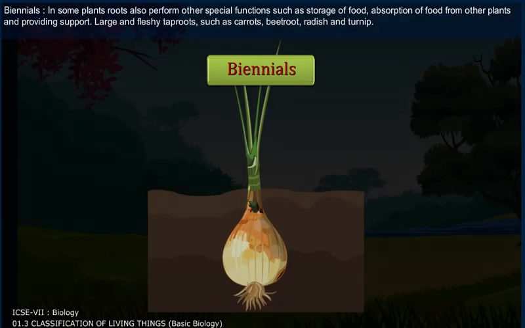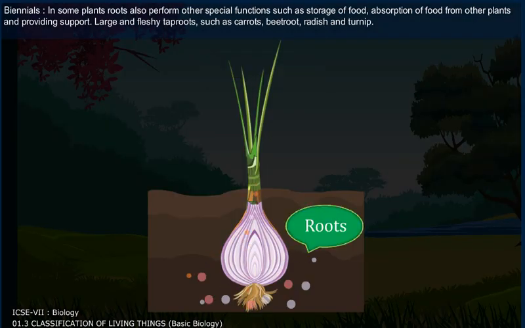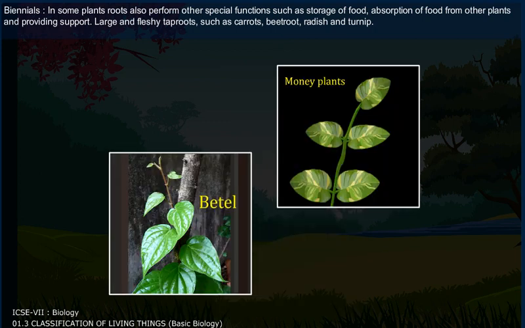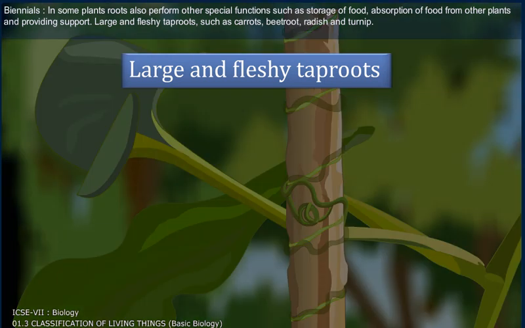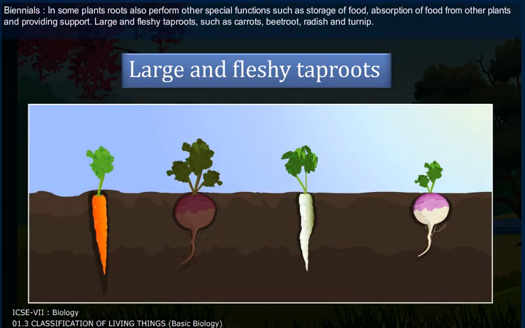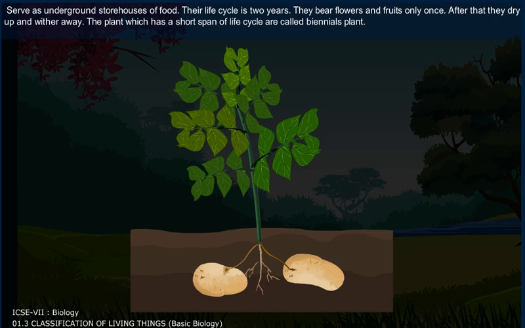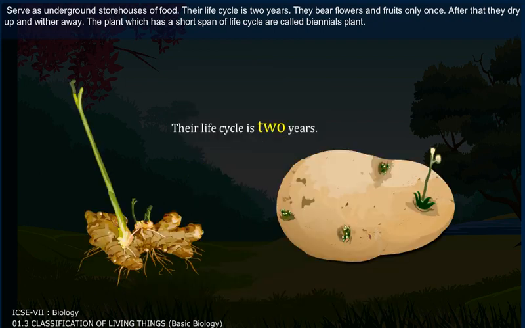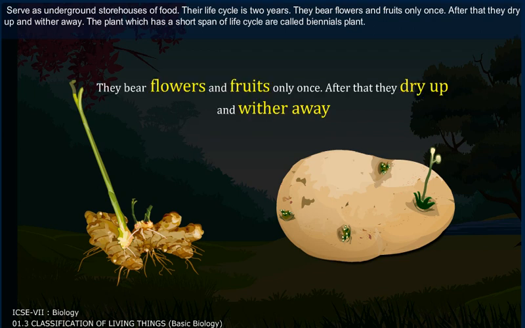Biennials. In some plants, roots also perform other special functions such as storage of food, absorption of food from other plants, and providing support. Large and fleshy taproots such as carrots, beetroot, radish, and turnip serve as underground storehouses of food. Their life cycle is 2 years. They bear flowers and fruits only once. After that, they dry up and wither away. The plants which have a short span of life cycle are called biennial plants.